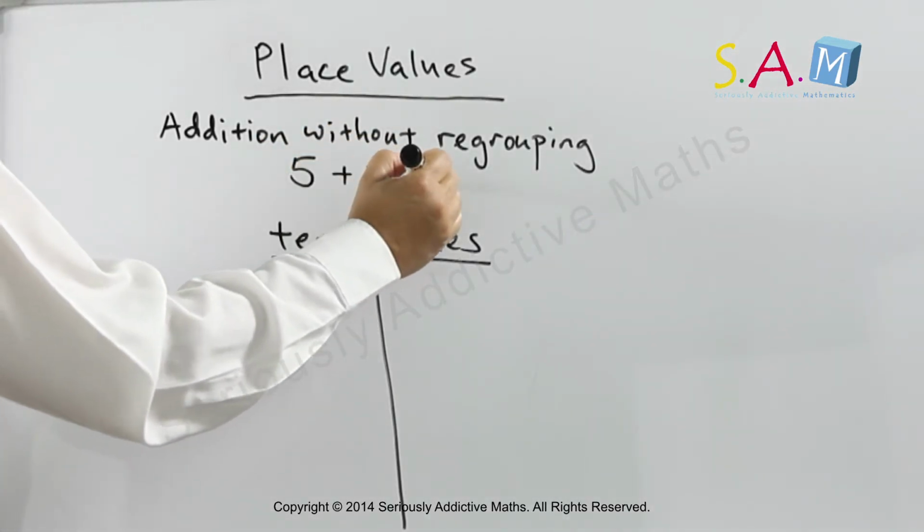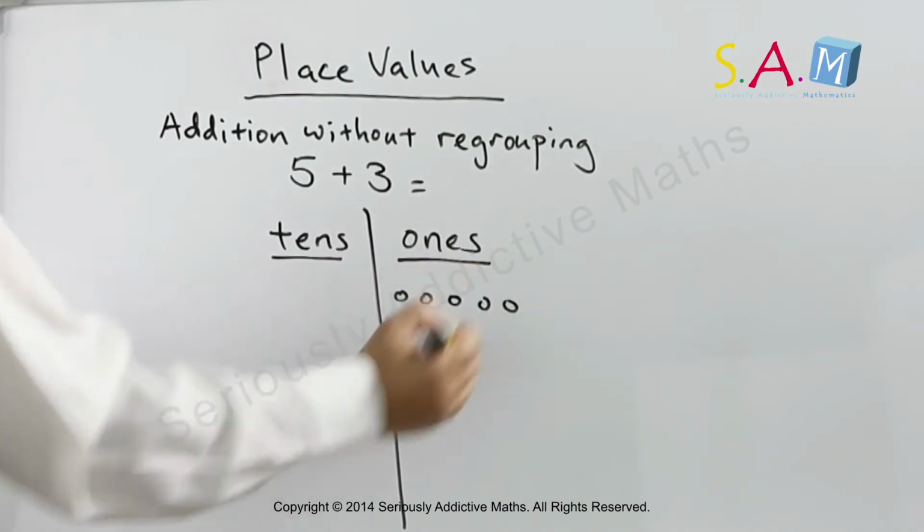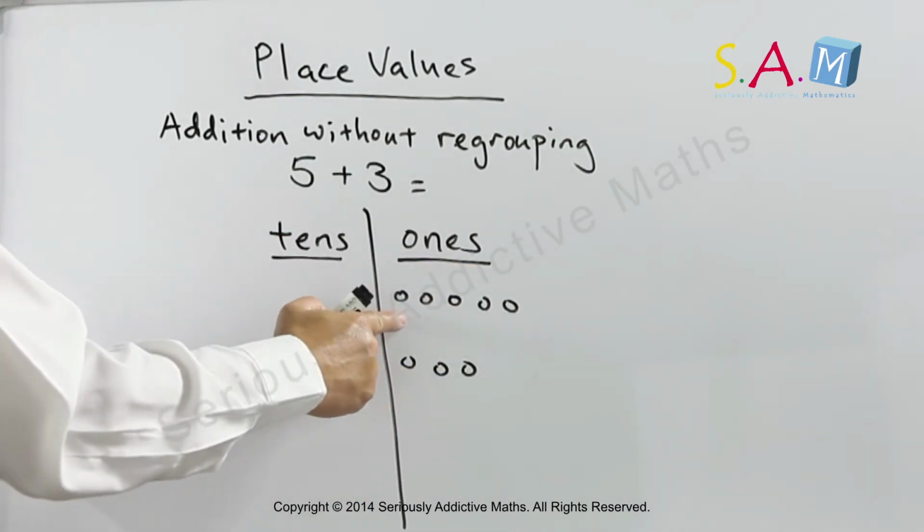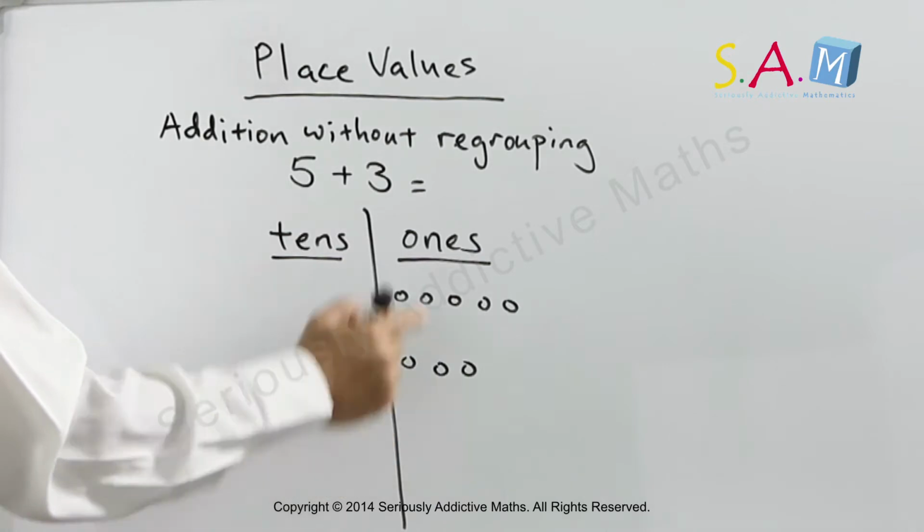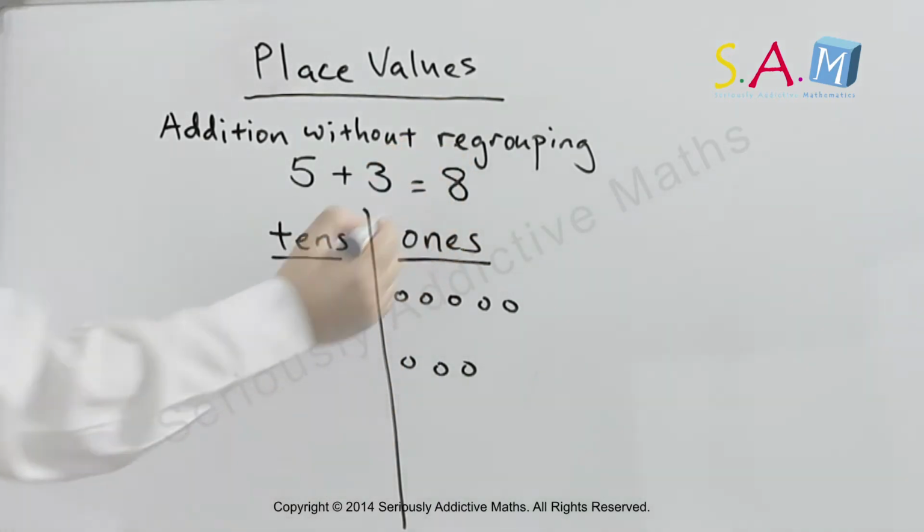Plus 3 equals, 2, 3, 4, 5. 1, 2, 3. 5 ones plus 3 ones is 8 ones.